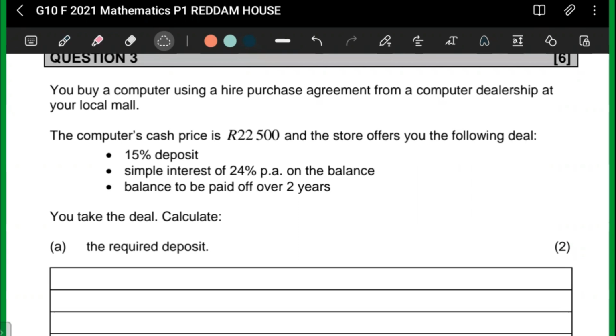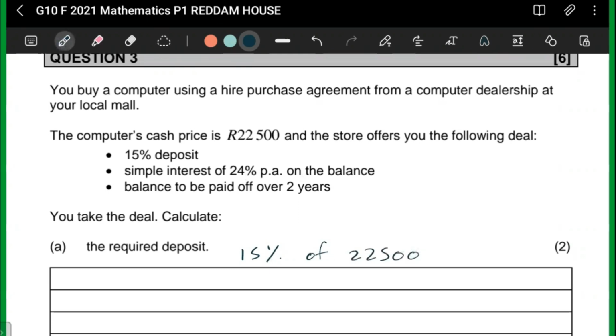And then they also say the balance is to be paid over a period of 2 years. Okay, so all this seems fine, nothing crazy. They said, you take the deal, you need to calculate the required deposit. So the required deposit is 15%. So let's say here, the required deposit is 15% of the 22,500.